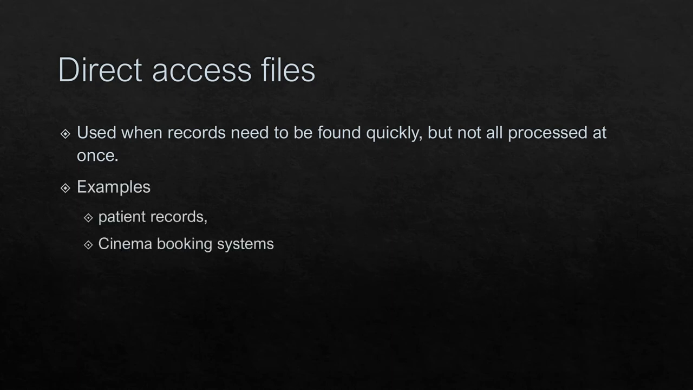So we use this when we want very quick access to single individual records, but not when we want to process all the data in the file in one go. That would be a bad use of direct access files. Examples of this might be a patient system for, say, a doctor. When the doctor wants to look up a patient, they can just type their name in and find the record straight away. Or maybe when you want to book a ticket for the cinema, because in that case you're going to look up one entry and come back with one record.